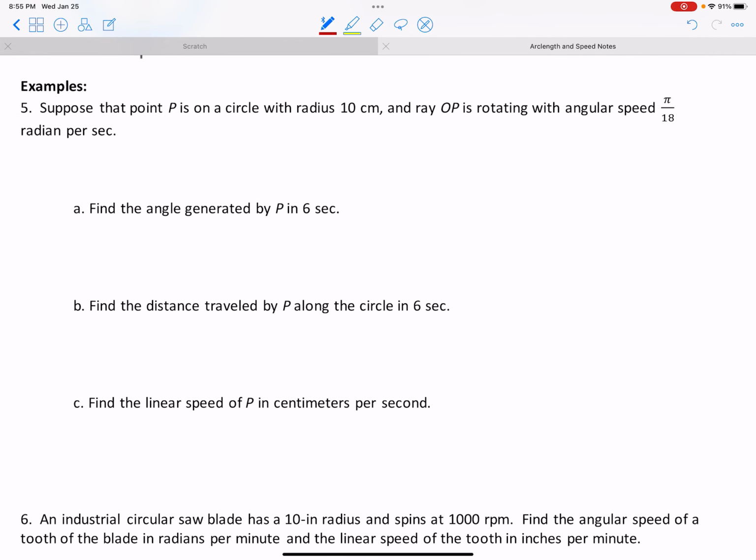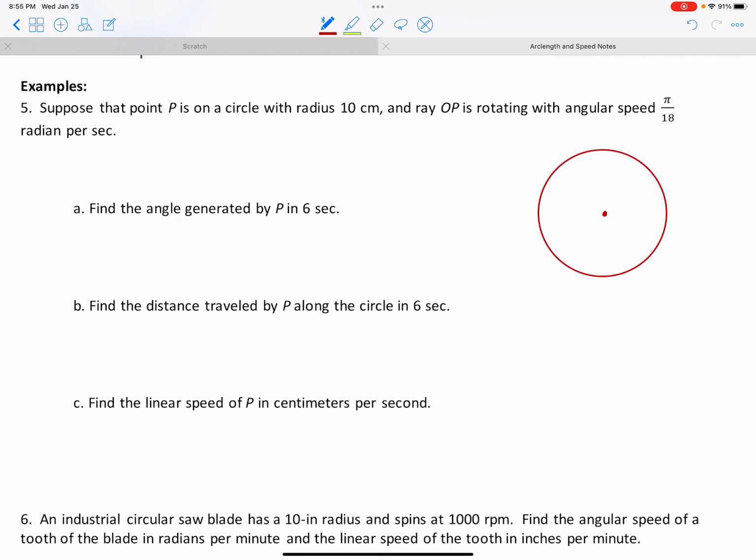All right, so number 5. It says, suppose that the point P is on a circle with a radius of 10 centimeters and ray OP is rotating with an angular speed of pi over 18 radians per second, where O, I'm assuming, is going to be the center of our circle. So if we were to sketch this out, nice little cheat tool I have. Sometimes it works with me.